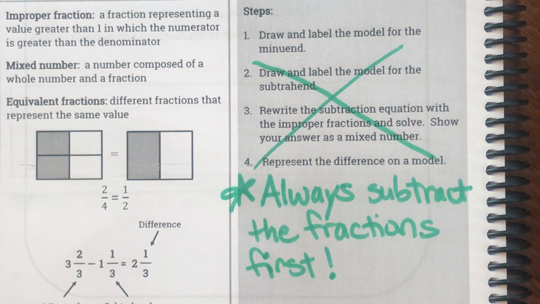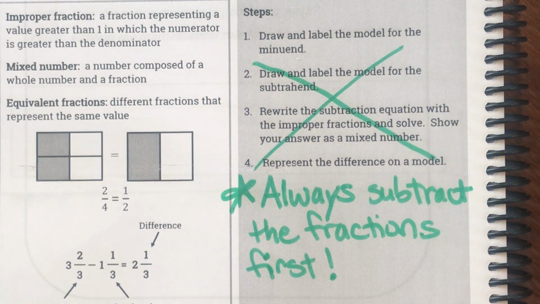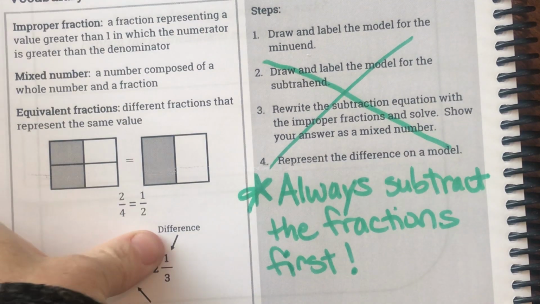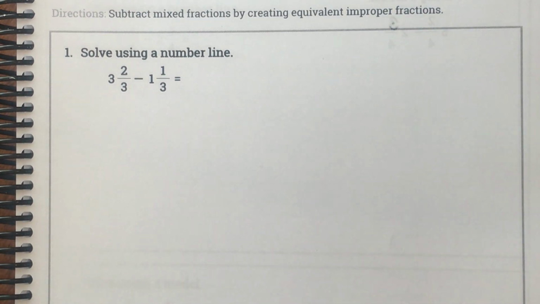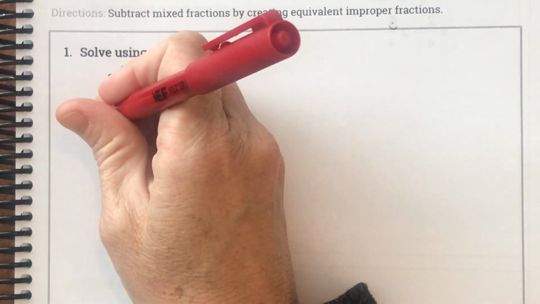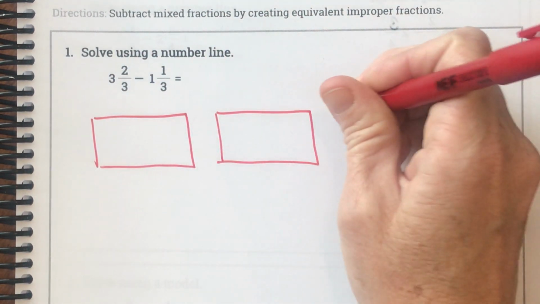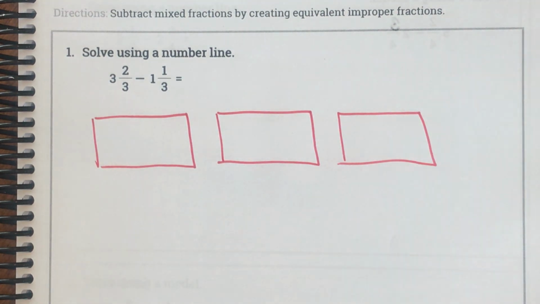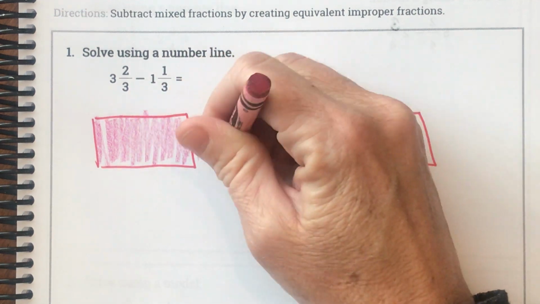Okay. So those are really the only steps I'm going to have you write down, but I'm going to show you what this is going to look like. Okay, so I'm going to get started on my first problem. And it says 3 2/3 take away 1 1/3. Okay, so the first thing I'm going to do is I'm going to draw and label the model for the minuend. So I have 3 wholes, 1, 2, 3 wholes. Shade those in quickly.